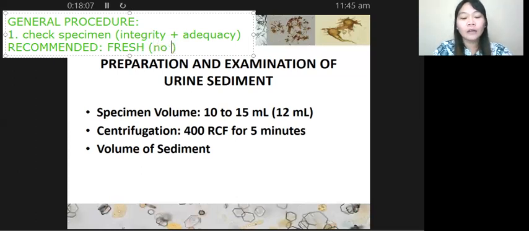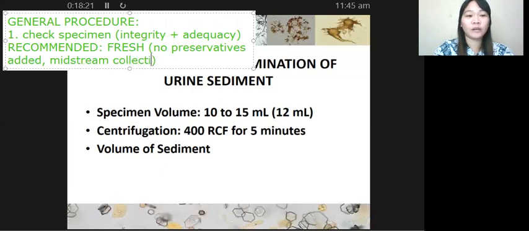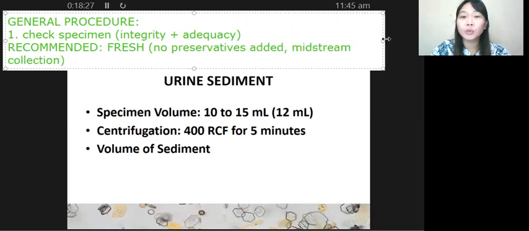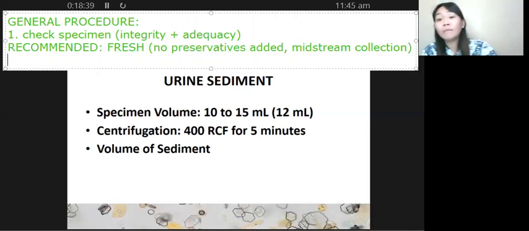No preservatives added, and it should be collected via your midstream. Yan ang requirements when it comes to the collection of your specimen. Dapat fresh, ibig sabihin no preservatives added. And you also have to instruct your patient na dapat midstream collection siya.